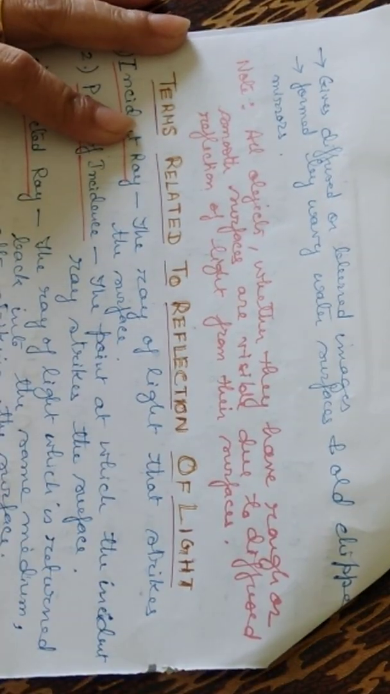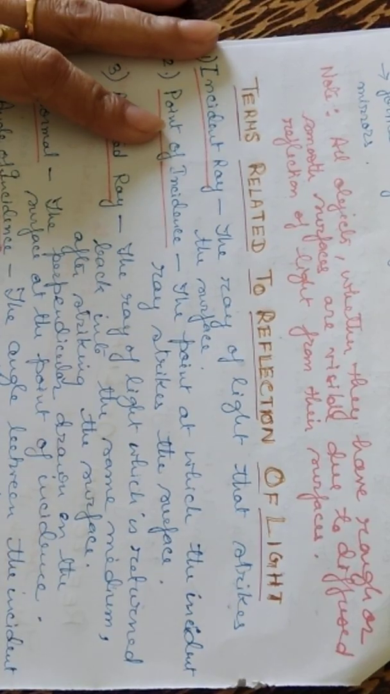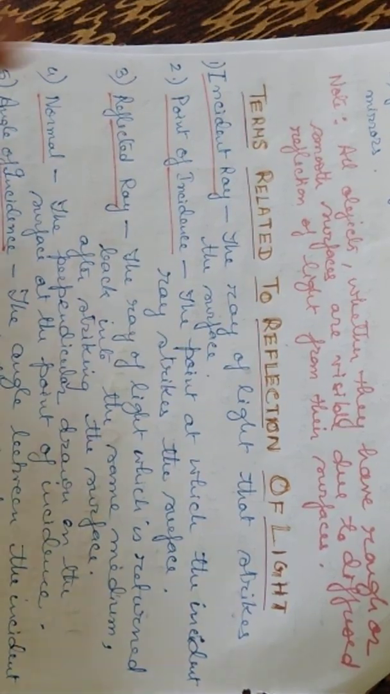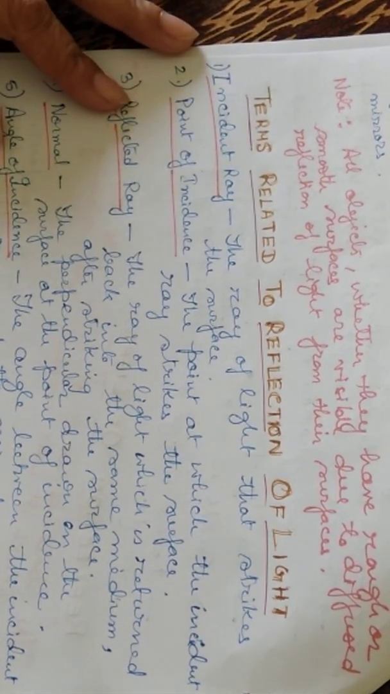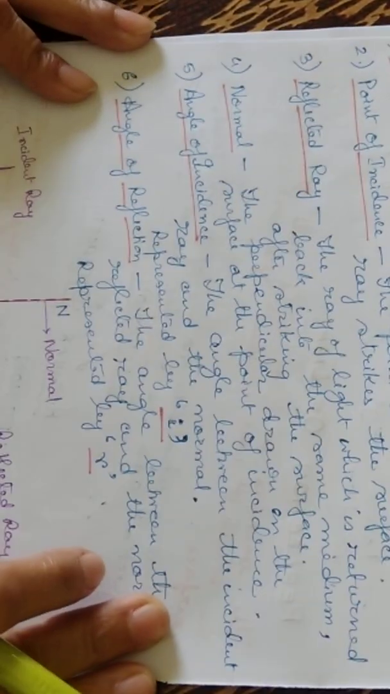Note, all objects, whether they are rough or smooth surfaces, are visible due to the diffused reflection of light from their surfaces. All objects which are rough or smooth are visible due to the diffused reflection of light from their surfaces. Now, what are the terms related to the reflection of light?